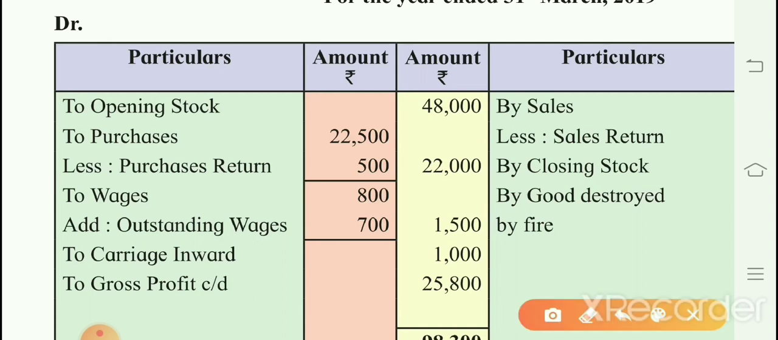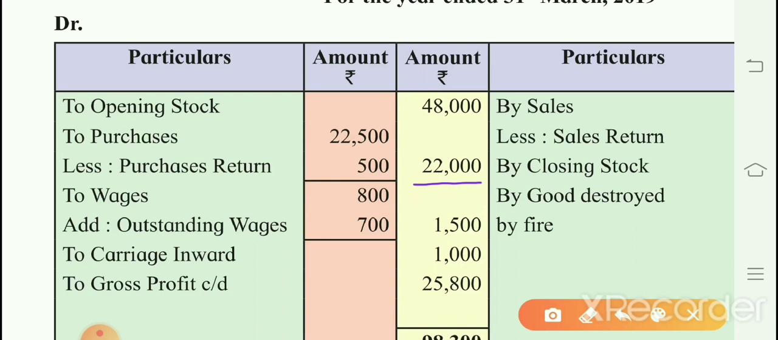Next is purchases. The gross amount of purchases we have written on inner column. Purchase returns are given to us. We have deducted the amount and remaining amount we have written on outer column, that is the net amount of purchases by rupees 22,000.